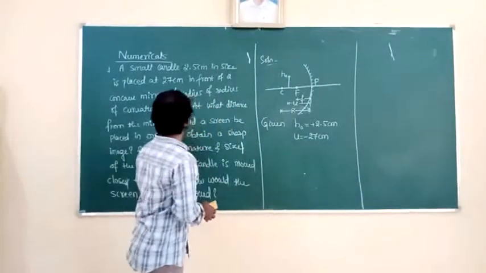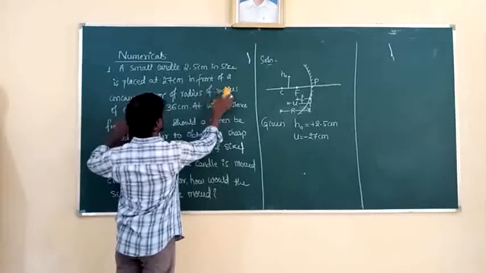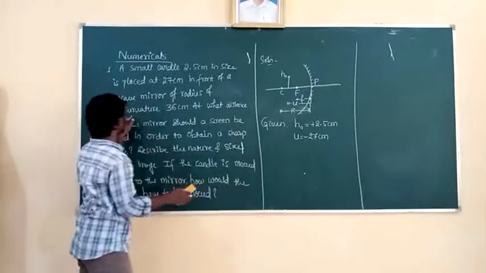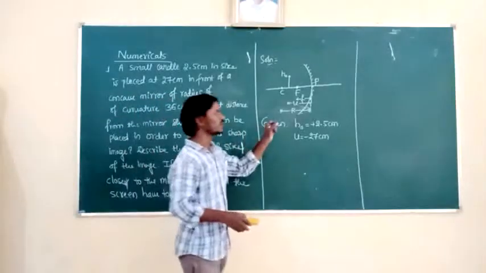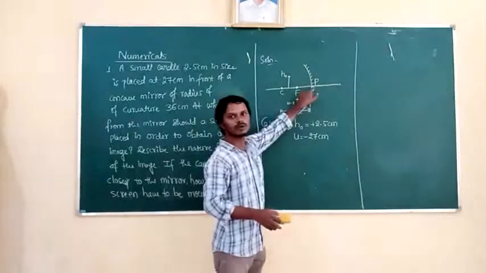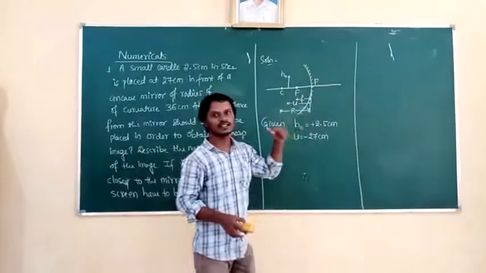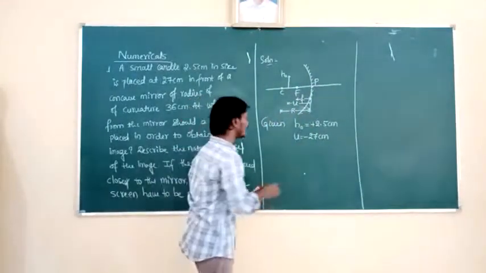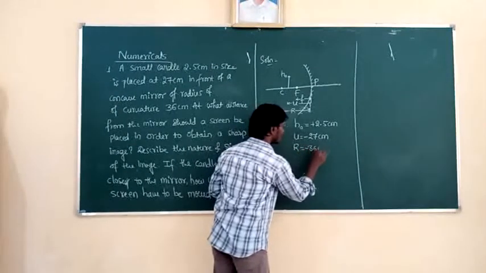Next, the radius of curvature is given. What is the radius of curvature given here? 36 centimeter. What is radius of curvature? It is the distance of the center of curvature from the pole and it is measured in the opposite direction of incident light. Then the radius of curvature is also negative. That is, R is equal to minus 36 centimeter.